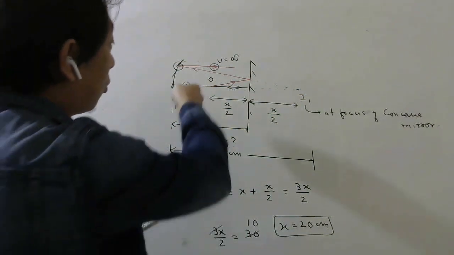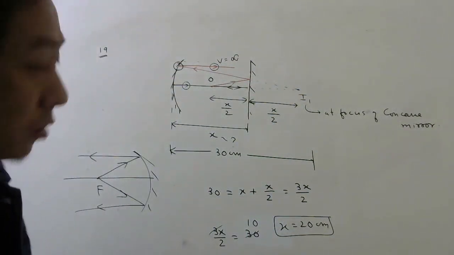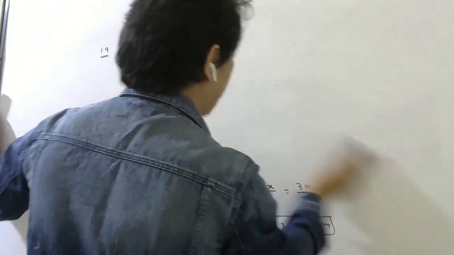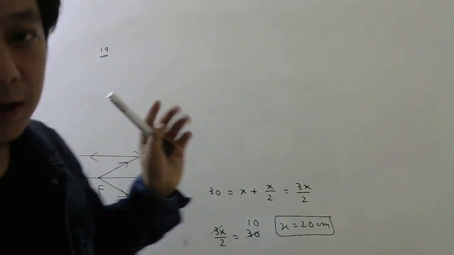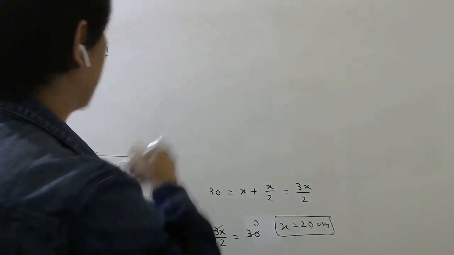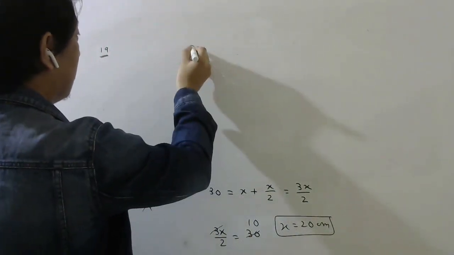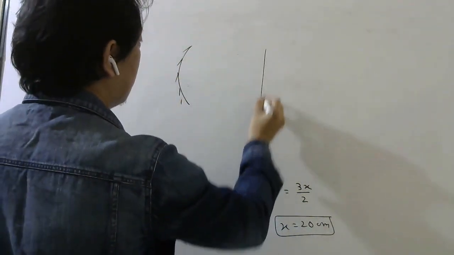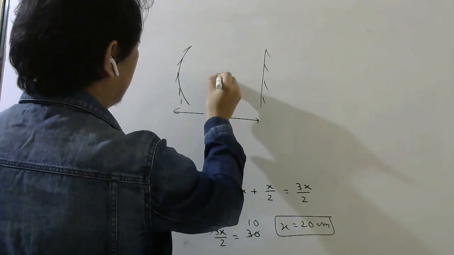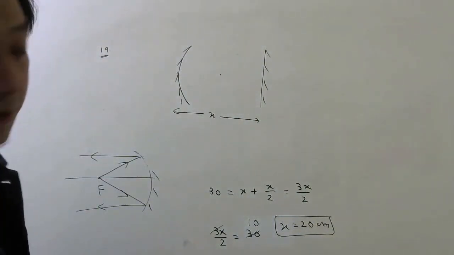Now, without drawing diagrams, can we do this? Yes, without drawing diagrams. In fact, that is the easiest way, and that is the way we should do it. We should only remember that the image made by the first one will be the object for the second one. So this is the concave mirror, this is the plane mirror. This distance they are asking. Object is at the center.